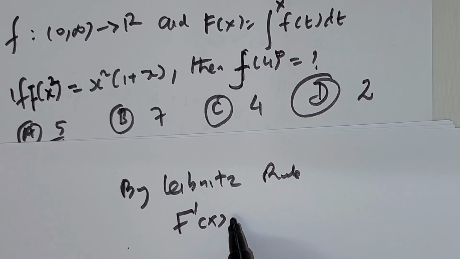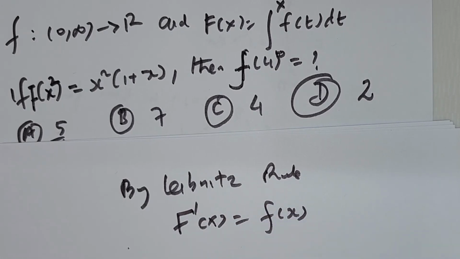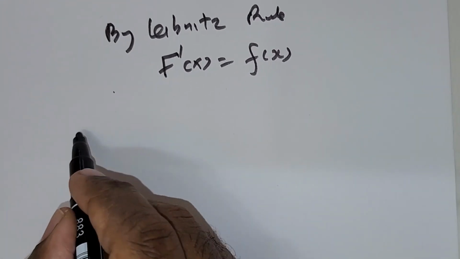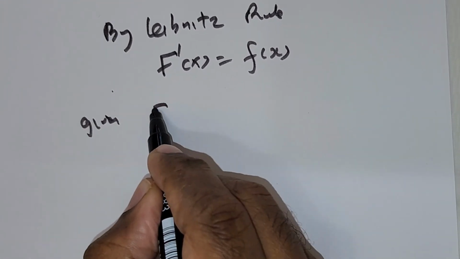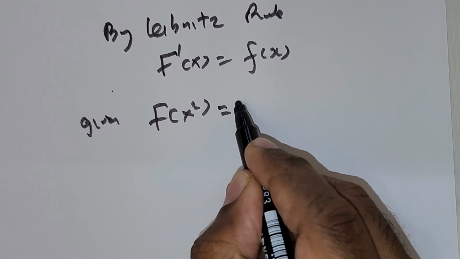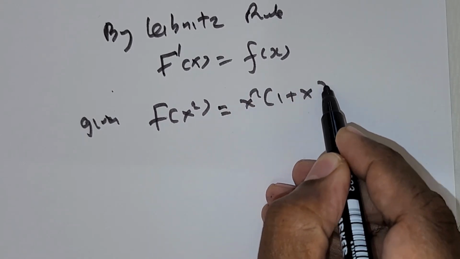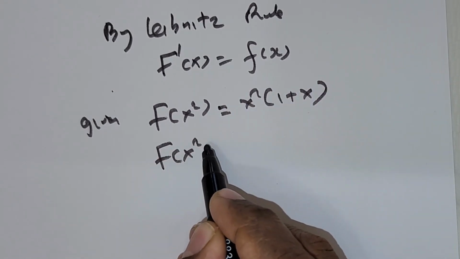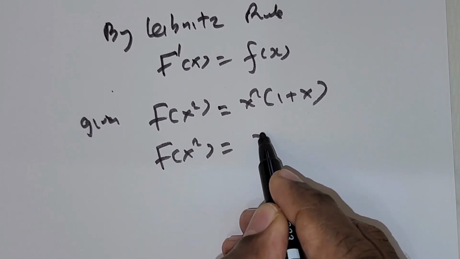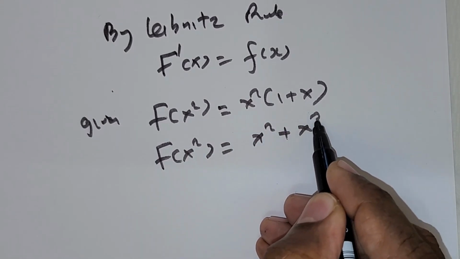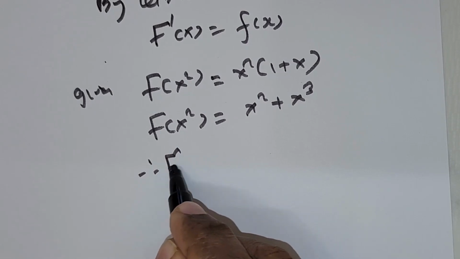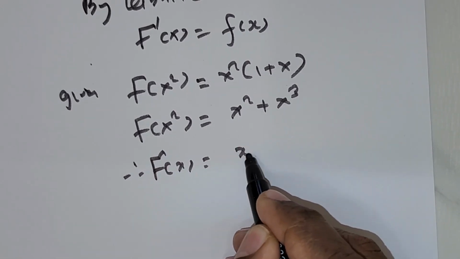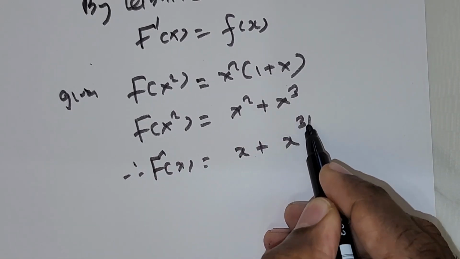F dash of x will produce f of x. Now given capital F of x squared is x squared times (1 + x), which means capital F of x squared is x to the power of 2 plus x to the power of 3. So therefore capital F of x is going to be x plus x raised to the power of 3 over 2.